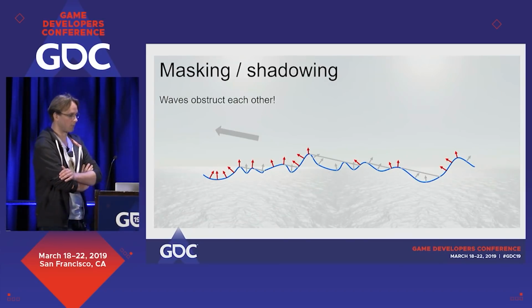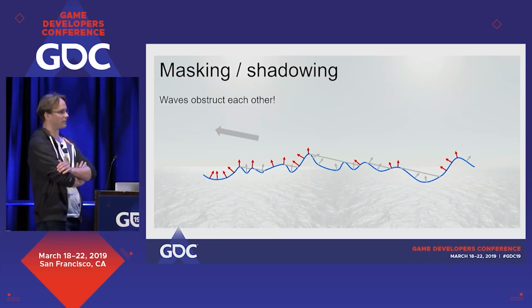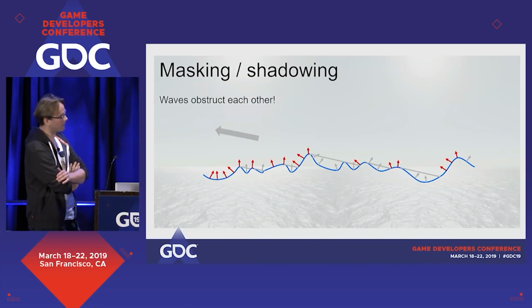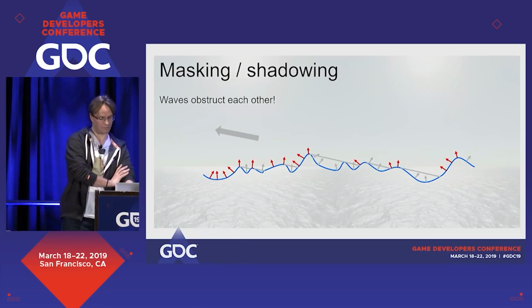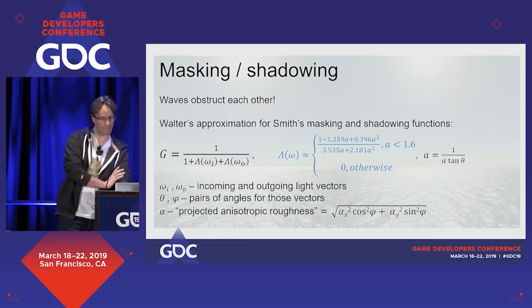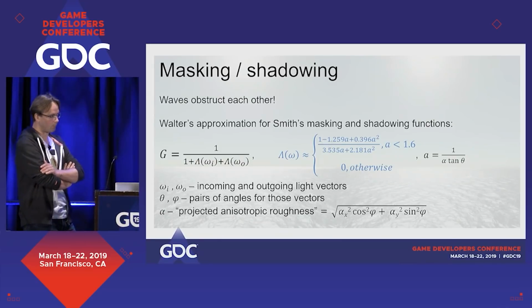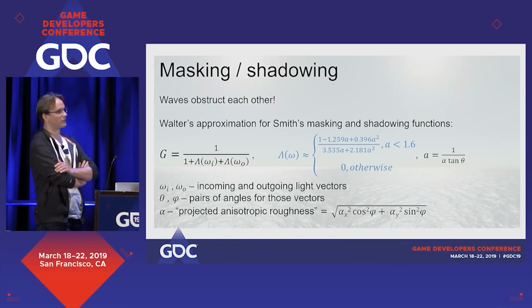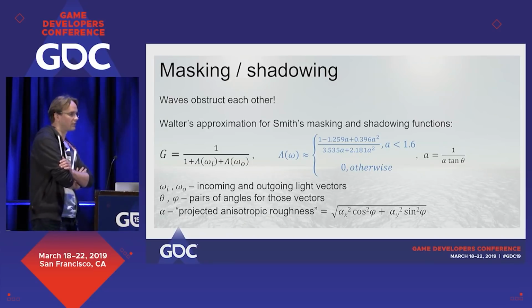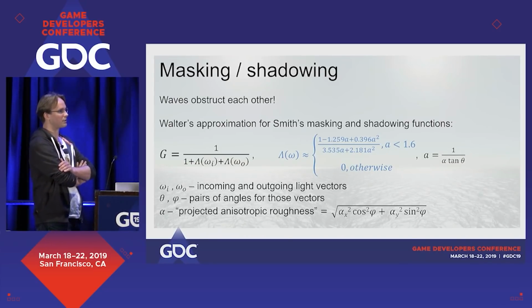Now the masking and shadowing. We are rendering the waves, and it's quite obvious that at the distance or at grazing angles, the waves will obstruct each other, right? And this schematic drawing shows this, with waves obstructing each other. You don't have as much light as you would think at the distance.